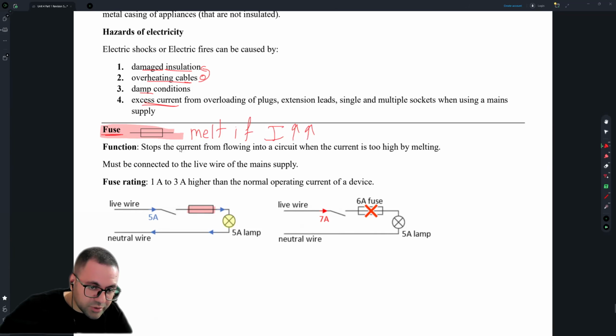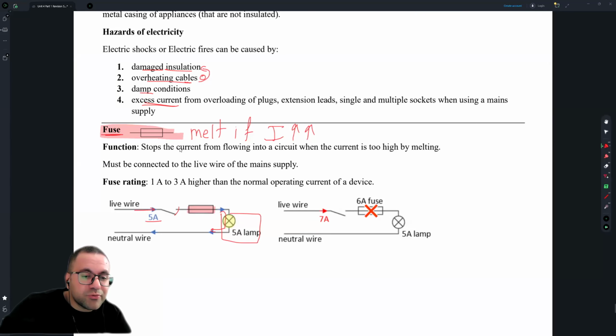So let's say, for example, you have a 5 ampere lamp. It uses 5 amperes normally. You close the switch and it draws 5 amperes. That's great. It's going to work fine. But if the current increases, it'll burn. The lamp will burn out. Replace the lamp with any device you want, okay?